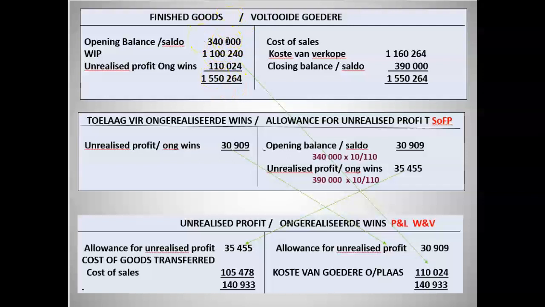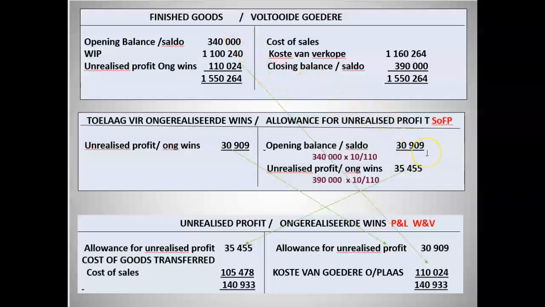Last year, we had to compile our statement of financial position, and therefore we had to take the unrealized profit included in that amount out of the books. And for that purpose, we had an allowance for unrealized profit based on the 340,000. So the 340,000 includes a 10% unrealized profit. So when we take out the unrealized profit, 340,000 times 10 divided by 110, we would have had an opening balance on our allowance for unrealized profit of 3909. So last year we would have shown inventory in our statement of financial position of 340,000 less 3909, and only the net amount would have appeared in the inventory note.